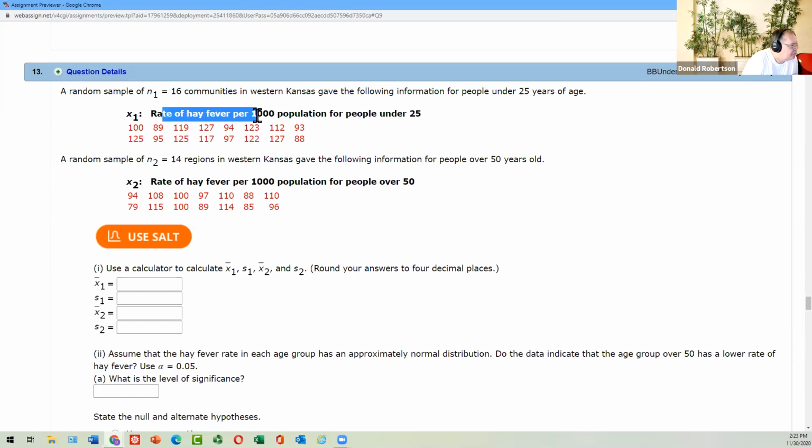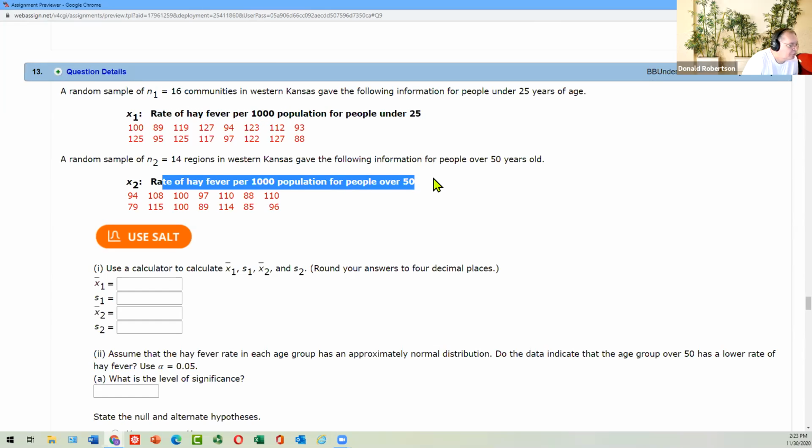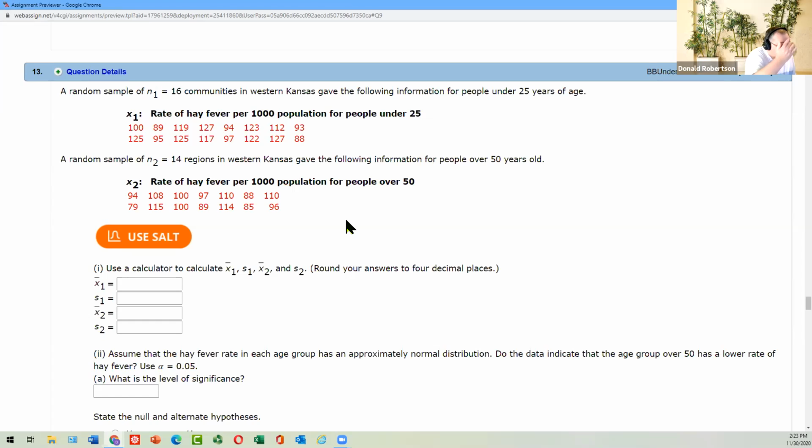This is the rate of hay fever of people who are under 25 and the rate of hay fever of people who are over 50. Is it 25 in this group? No, it isn't. 16, that's better. There's 16 in the first group and only 14 in the second group, which is fine. So first thing I'm going to do is get all these numbers, and I need them to do the next bit, so I can't skip it.